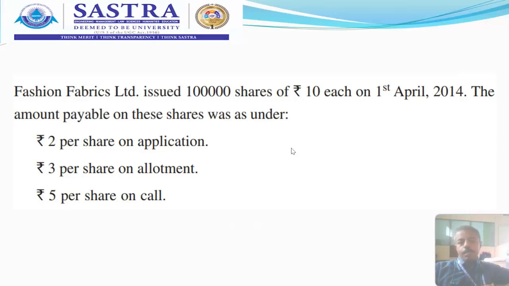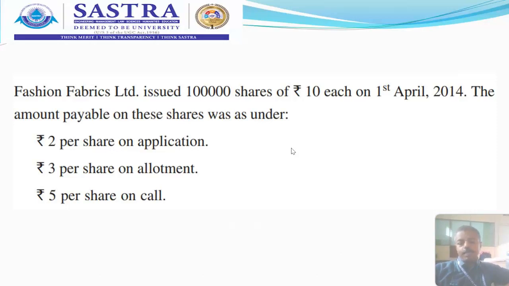Sometimes the question may be given in a different order. Maybe the first line would be rupees 5 per share on call, rupees 3 per share on allotment, rupees 2 per share on application. It does not mean that you need to take the call money first, or the allotment money second. It also does not mean that application money is the last. It should always be in order.